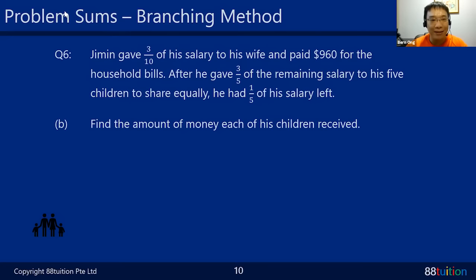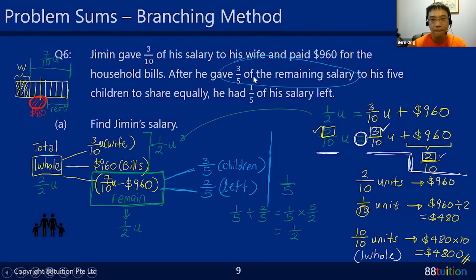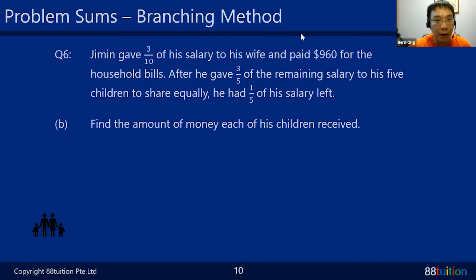All right, so what happened? Now we have to find the amount of money each of his children receive. So down here, what do you have? For part A, we have all the information down here. We know the total already. The total is 4,800. Once we know the total 4,800, a lot of things we can do. So let's use the total 4,800 to answer the children portion. So now we have the total.